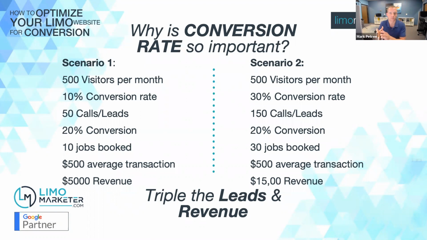So 20% of 150 is 30 jobs booked a month. Same average transaction value, which is $500. But you'll notice in scenario one the total revenue was $5,000, whereas in scenario two the total revenue, well, looks like we're missing a zero, but it should be $15,000. Let's stop for a second and think how big that is. Literally tripling the number of bookings you're getting. And this can come from just small, simple tweaks to your website.